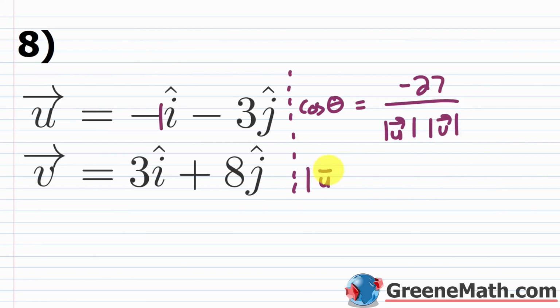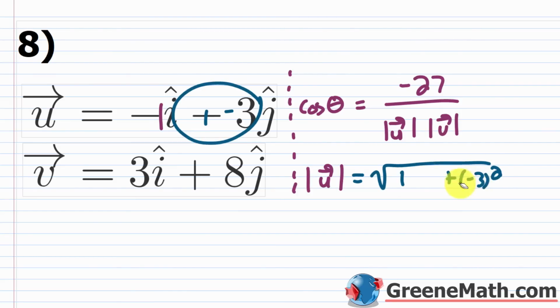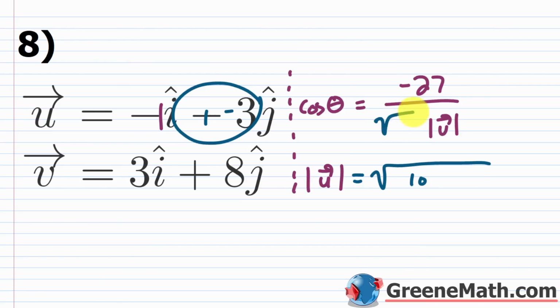So what is the magnitude of u? Well, I just want the square root of, again, this is your horizontal component, so it's -1, and I'm going to square that, plus this is your vertical component. Make sure you take that minus with you. You can always go plus negative if you're having trouble with that. So this is going to be -3. That's going to be squared. So -1 squared is 1, and then -3 squared is 9. So this would be 1 plus 9, which is going to be 10. So this is the square root of 10.